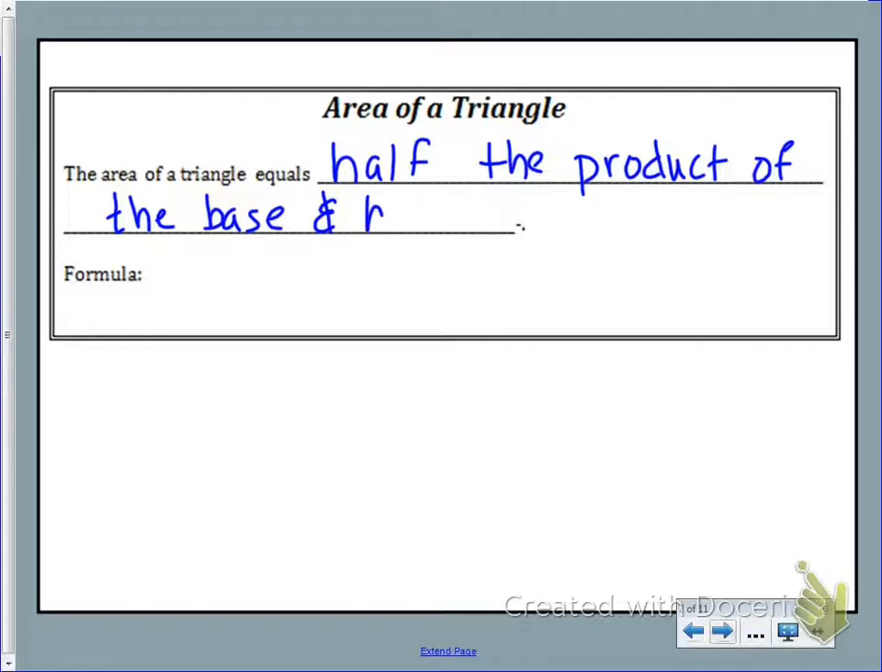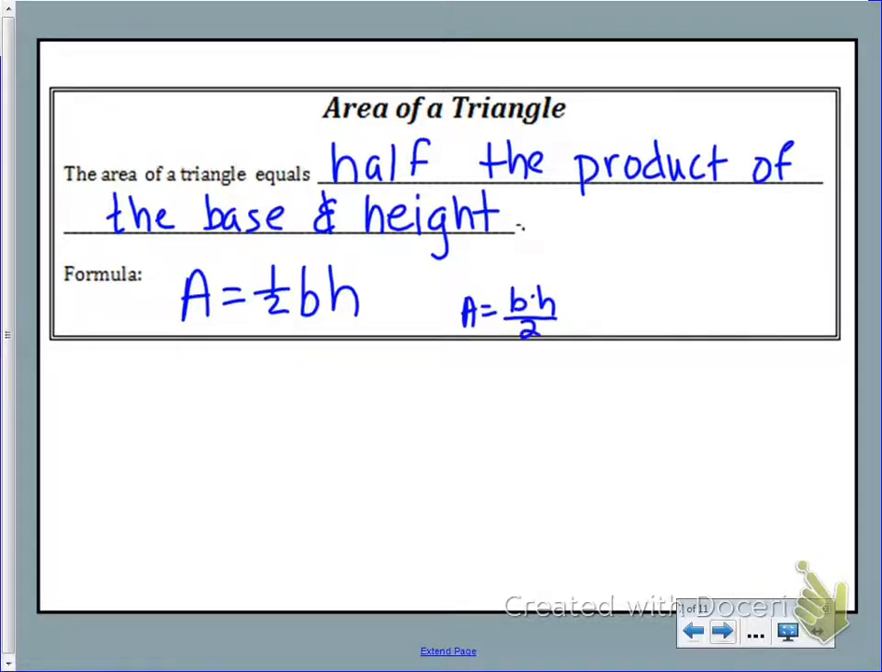Be careful not to forget about that half. So our formula is A equals 1/2 base times height. Some of you might have heard this as area equals base times height divided by 2. They mean to do the exact same thing, so it's just a difference in how you show your operation.